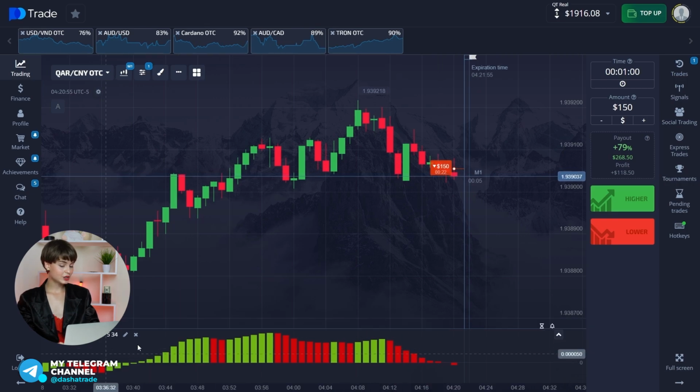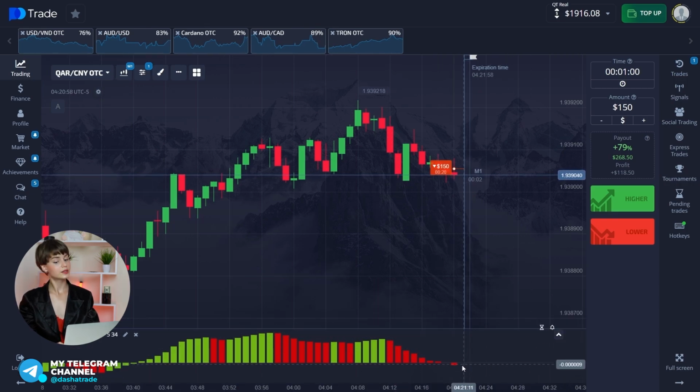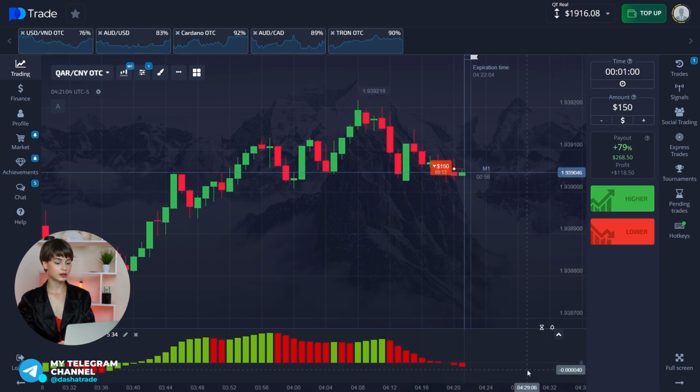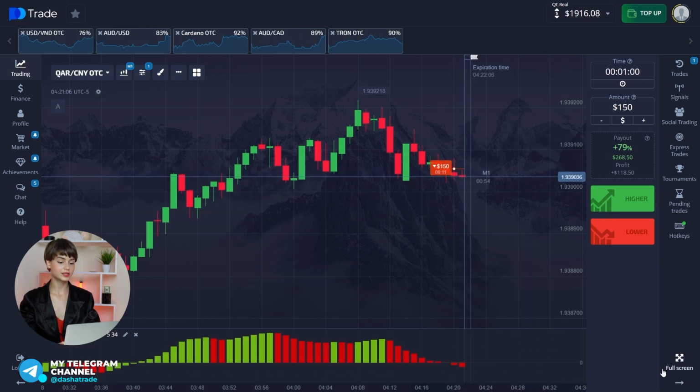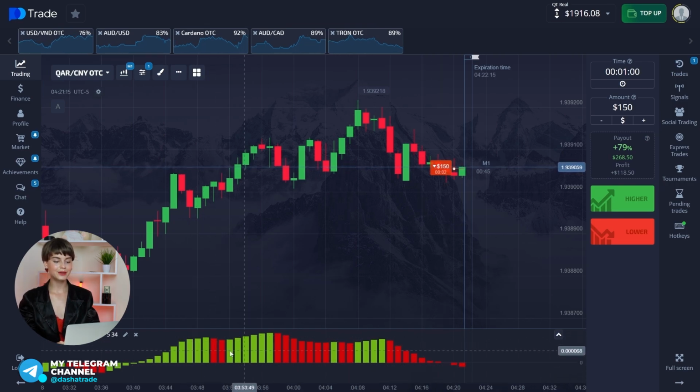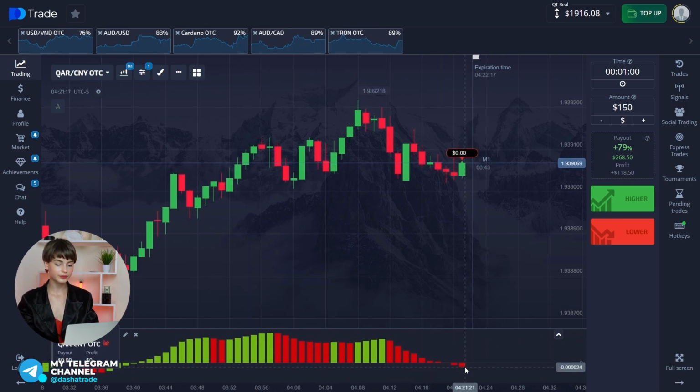But as for the strategy with oscillator, we open a deal with lower. Here, as we see, the first red candle is closed lower than zero is opened, and the second one as well. So it's a good signal to enter the deal with lower as we go beyond the zero line. Sorry. Before that, the whole histogram was above zero.